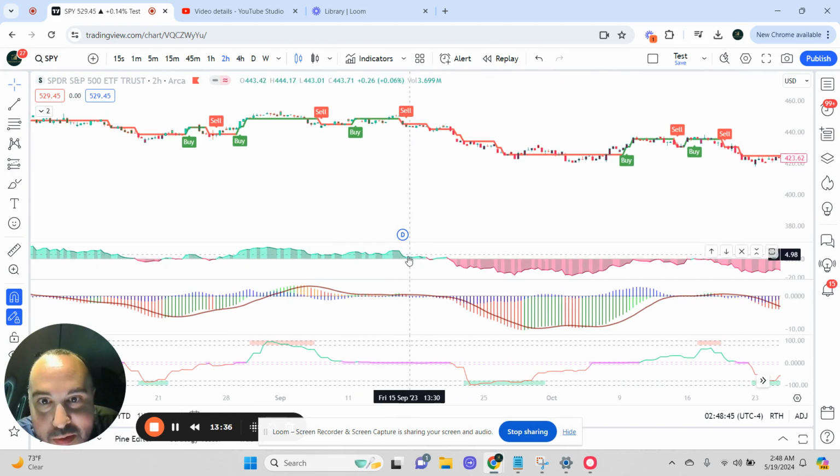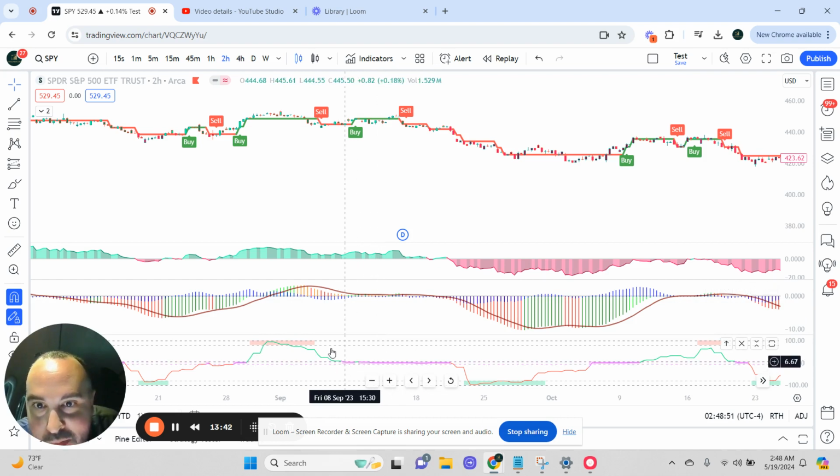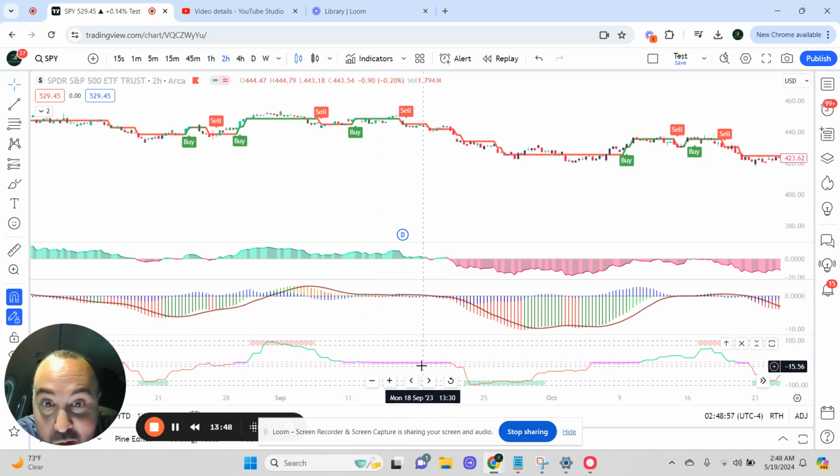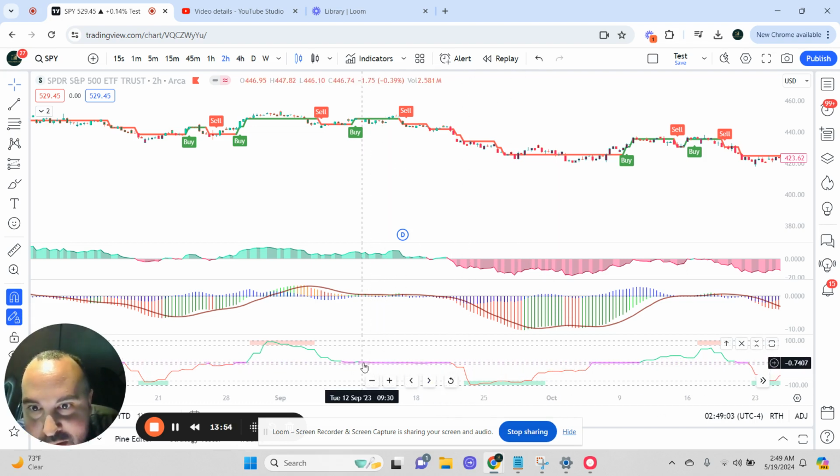Here's a little bit. See how we're kind of flat right here? On the Impulse MACD, we're in this zero area, between 0 and 10, and you can adjust these settings as well. But here would indicate a pretty sideways market.